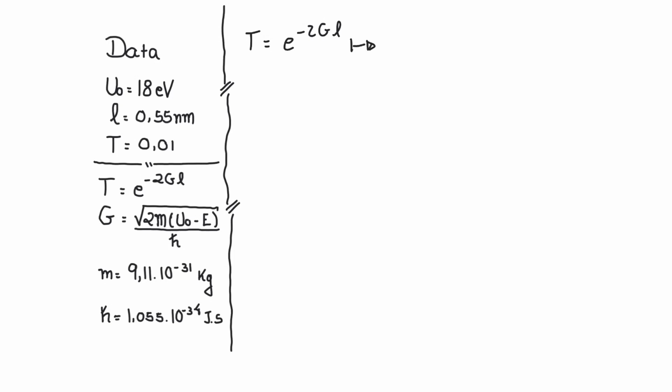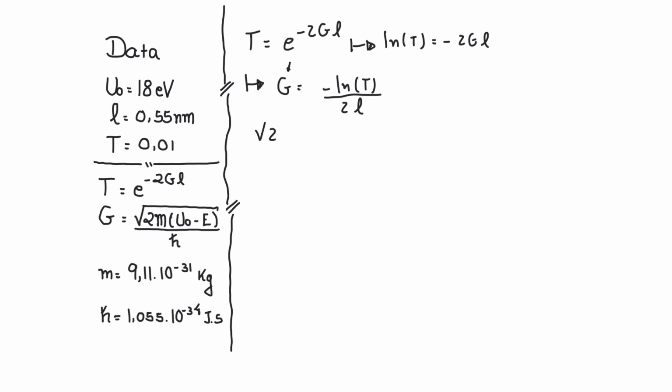We can invert by taking the logarithm, so we get the logarithm of T is equal to minus 2 times G times L. Then we can see that G is equal to minus the logarithm of the transmission coefficient divided by 2 times L. Now we have to use the equation for G, which is this one. By plugging in this equation here, we get the following.